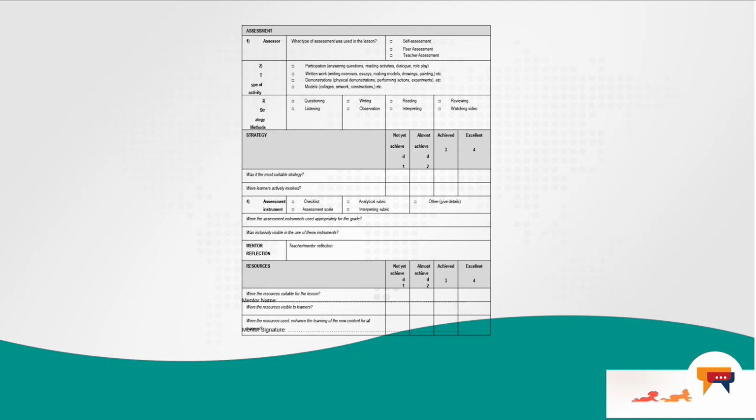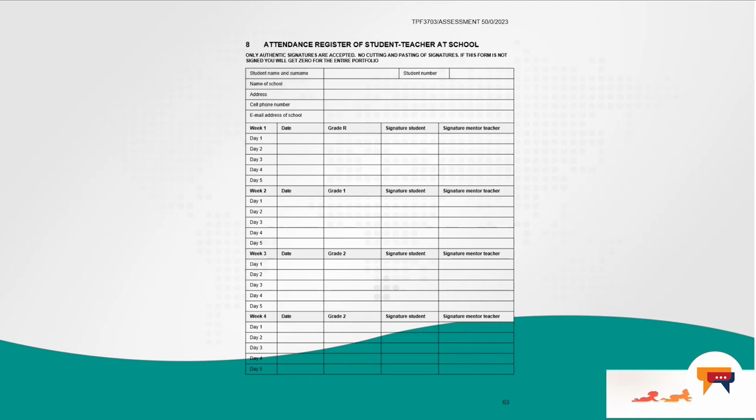And then the mentor must write her name. You don't write for the mentor. The mentor must write her own name and sign. If you do it on their behalf, that's fraud. It's not a true reflection. Here is another issue.